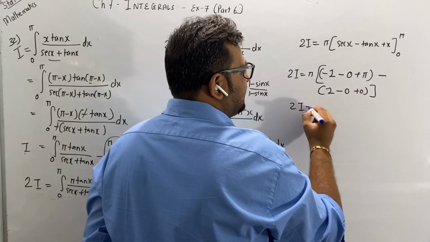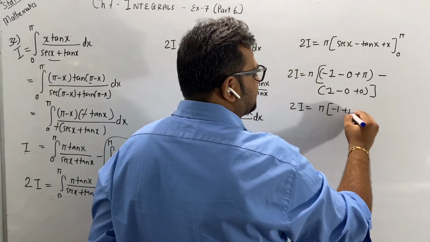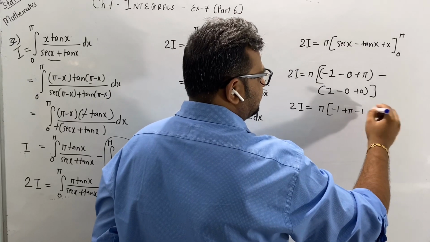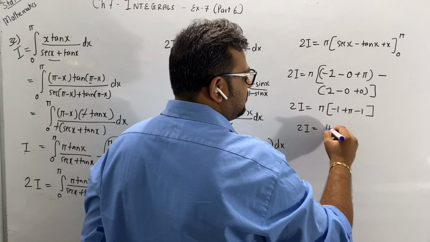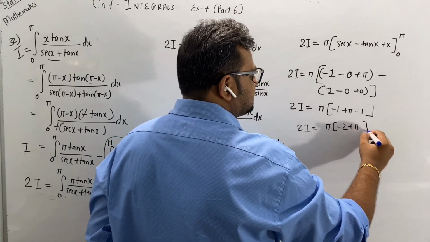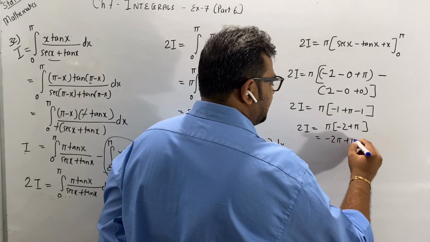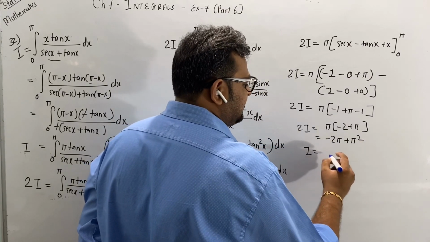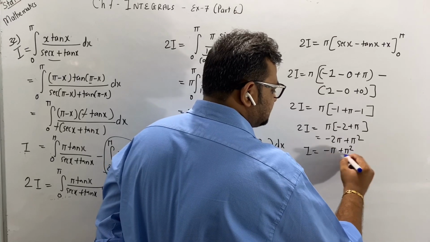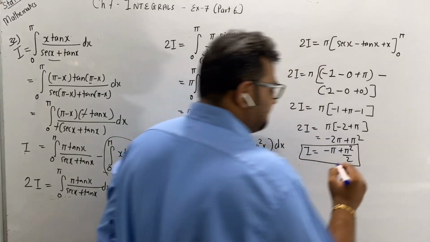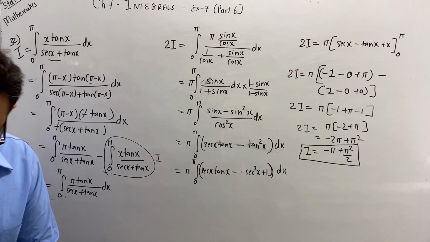So 2I is equal to, okay, minus 1 plus pi minus 1. So 2I is equal to minus 2 plus pi. So I can multiply it, minus 2 pi plus pi square. So I will be equal to minus pi plus pi square by 2. Clear? So it's a lengthy sum.